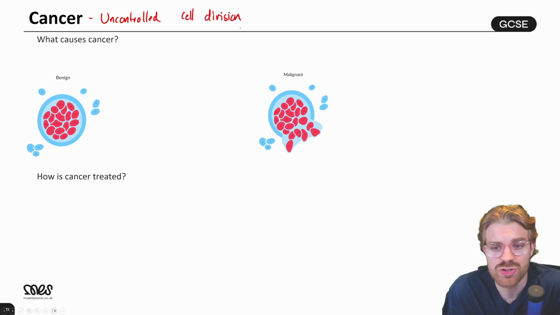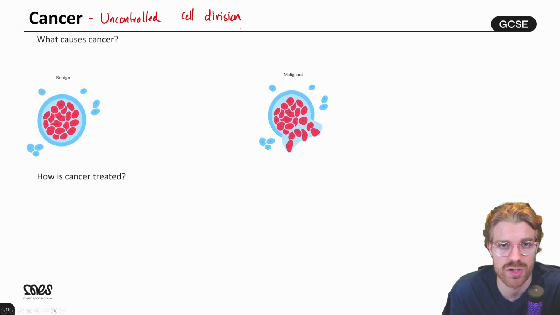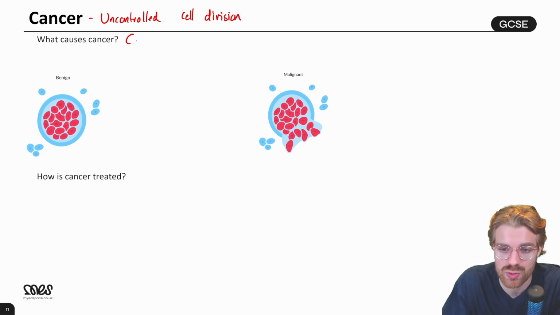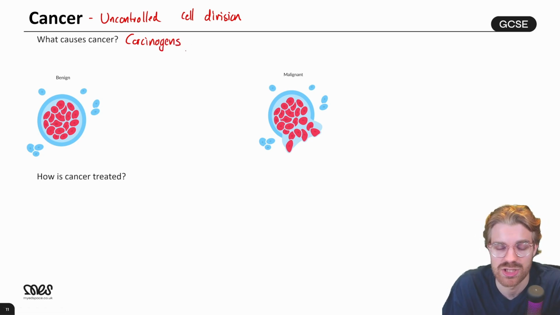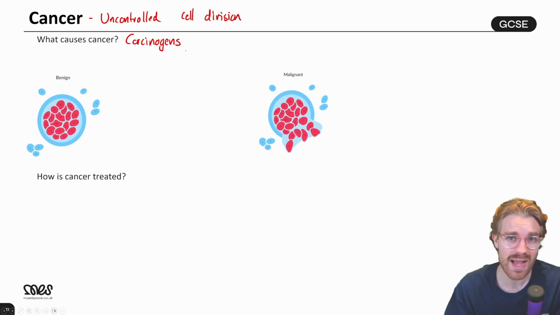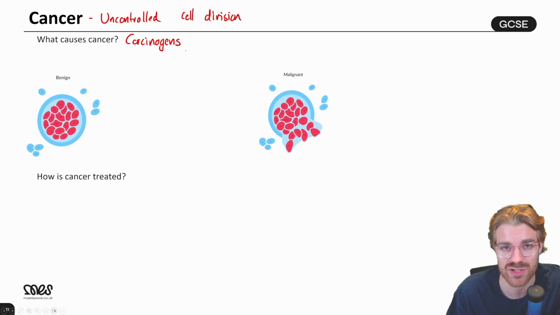Now, this uncontrolled cell division is caused by mutations, and there are certain substances that might increase the chance of those mutations taking place. These we call carcinogens. Examples of carcinogens would be things like tar in cigarette smoke, alcohol as well, but also UV light that might cause mutations that might lead to skin cancer, and other types of ionizing radiation like X-rays and gamma rays as well. Now, the uncontrolled cell division is going to form a tumour, and there are two different types of tumour.